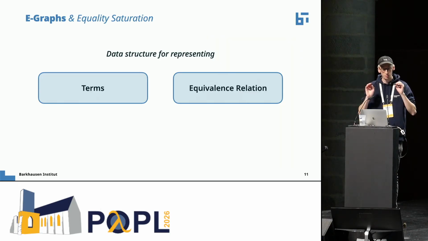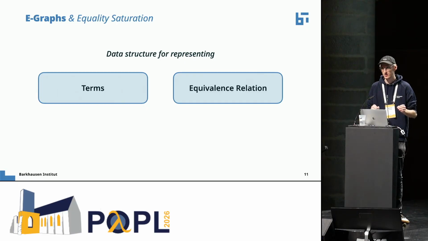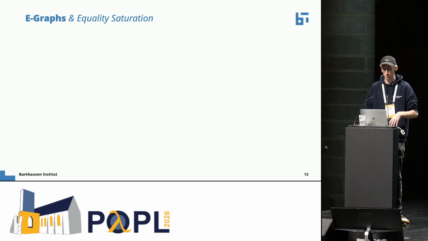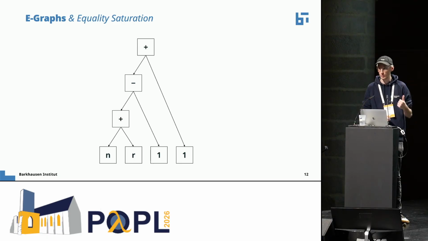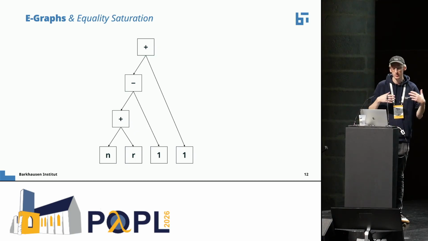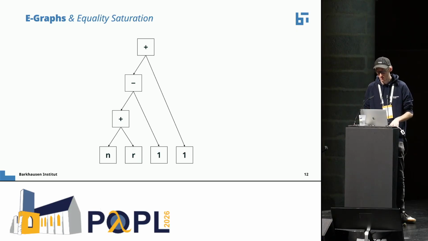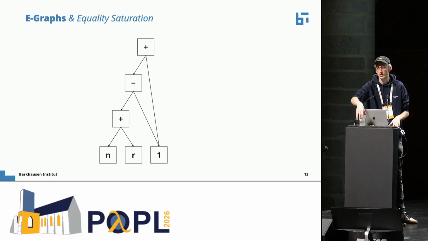So a very brief explanation of what an egraph is: it's a data structure for representing both terms, many terms, and an equivalence relation over those terms. Now, a very simple example of this would be to start with a concrete term like the one shown here, which we might use in our binomial coefficient proof. So this is just the term n + r - 1 + 1 represented as an AST. Now if we want to turn this into an egraph, the first step is to combine shared subterms.